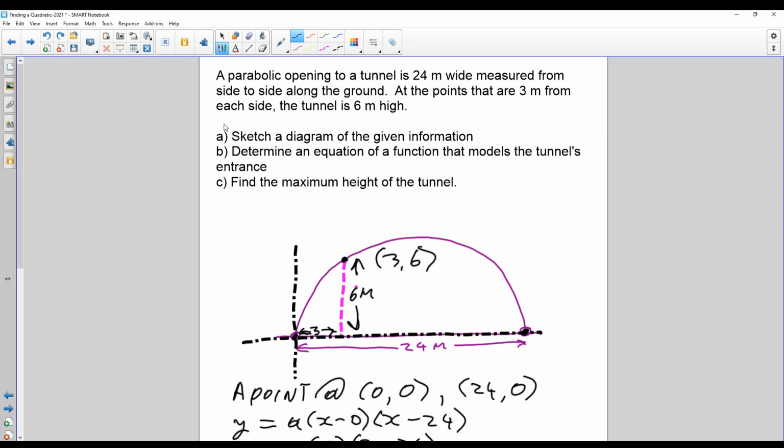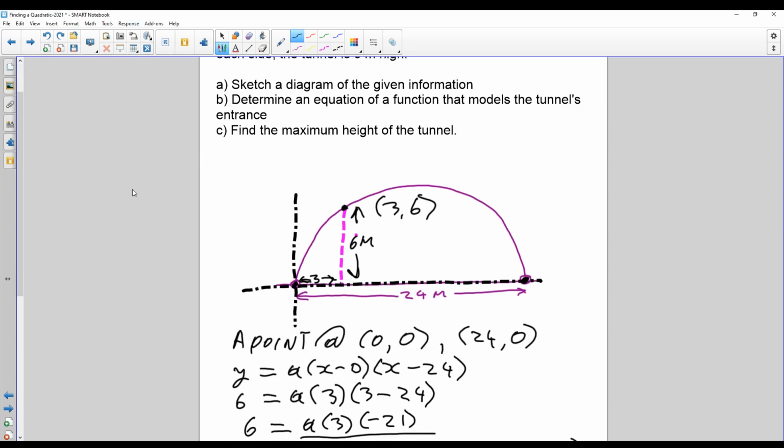So what that told us is that if we put this on a Cartesian grid, we could put one of the points for where it hits the road at (0, 0), and the other point would be at (24, 0). That's what we said. We also said that a third point would be 3 meters from the edge, 6 meters up, which is a (3, 6). So we used all of that information to come up with an equation, put it in factored form like we just did a while ago.